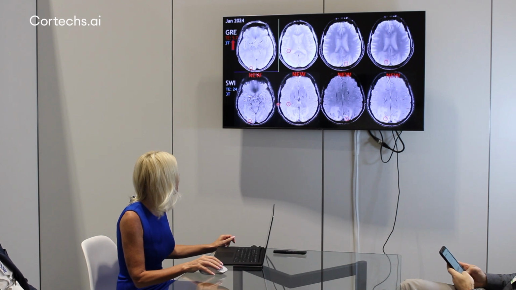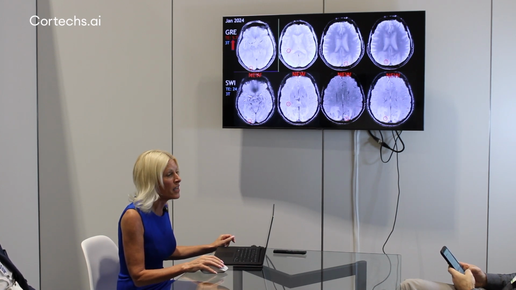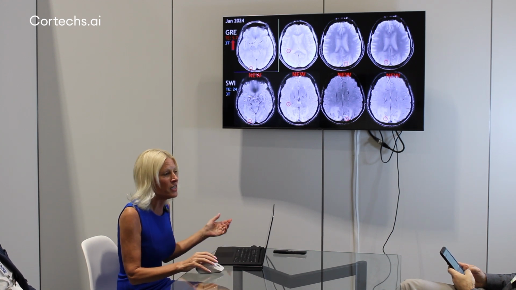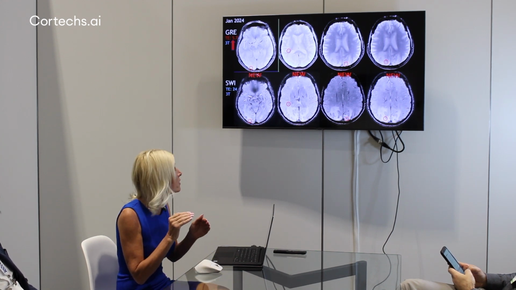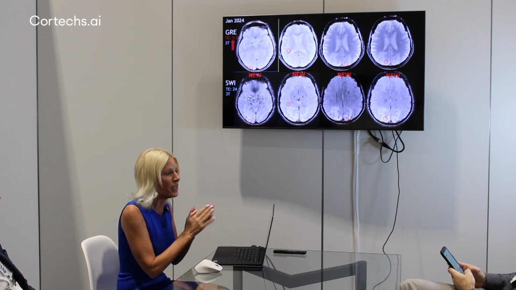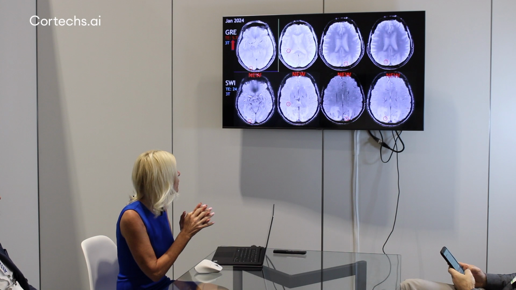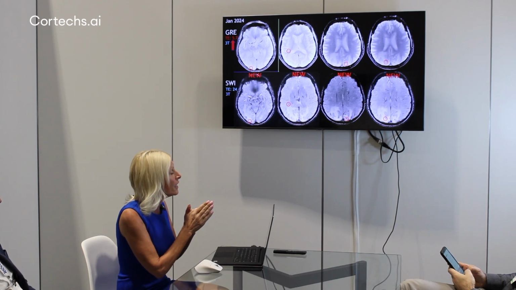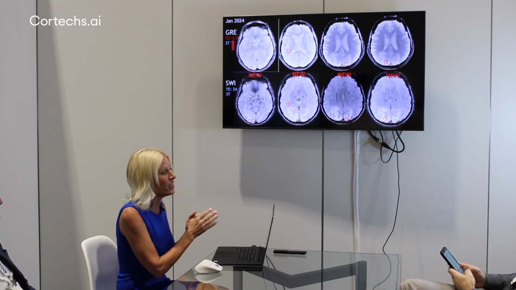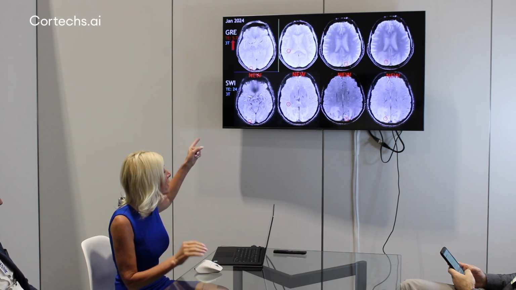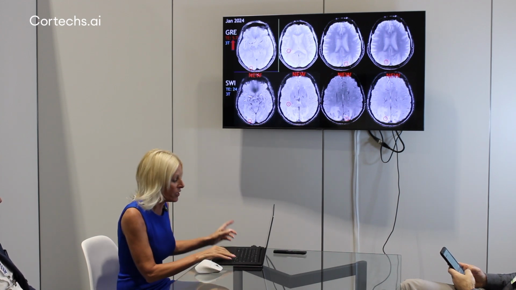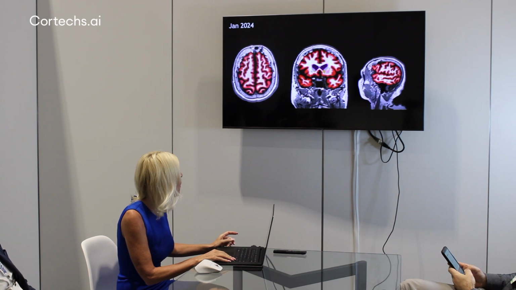This is the GRE here. Here's the SWI. By the way, this TE is too low. Please make sure your imaging enterprises have the correct TE. For a 3 Tesla scanner, it needs to be at least 20, and for a 1.5, it needs to be at least 30. If it's too low like this, you will miss the microhemorrhages. So again, it's very important to have the correct protocol.